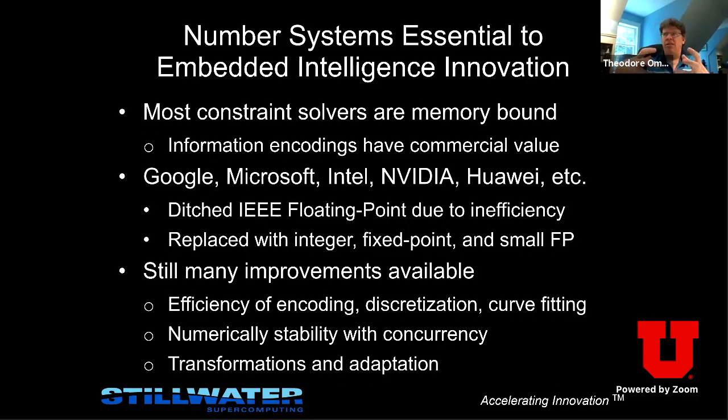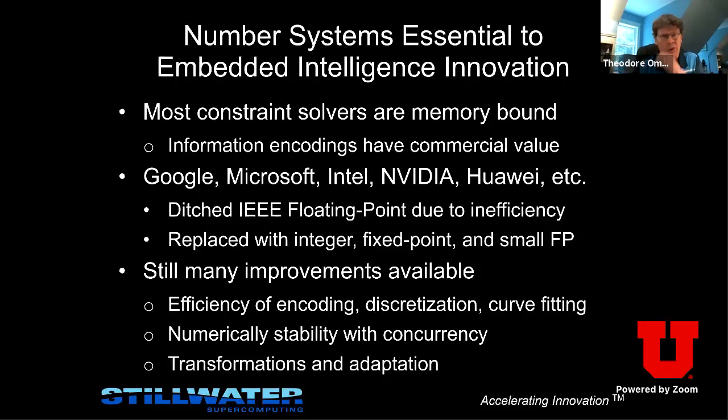If you then look at the characteristics of embedded intelligence, it's the number systems that really drive innovation there. The first observation is pretty obvious: most constraint solvers are memory bound. So any efficiency improvement in information encodings will have commercial value. This is clearly borne out by all of the big incumbents that are active in the AI deep learning space. All of them have ditched IEEE floating point, and they've replaced it with something that is much more energy efficient and resource efficient, so that they can build services that are 100x faster, 100x more capable than their competitors.